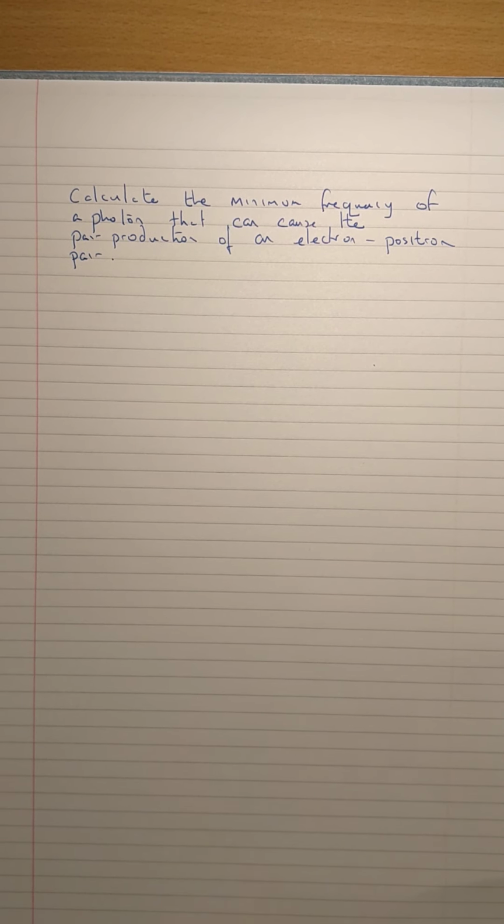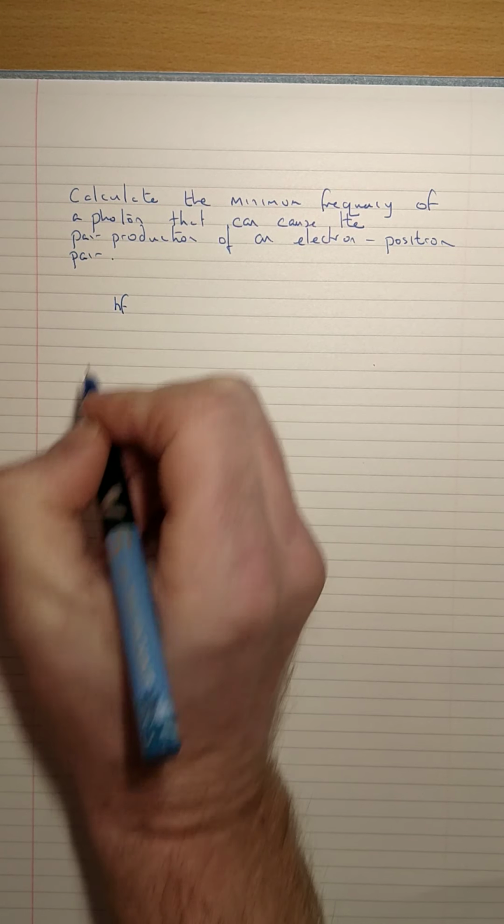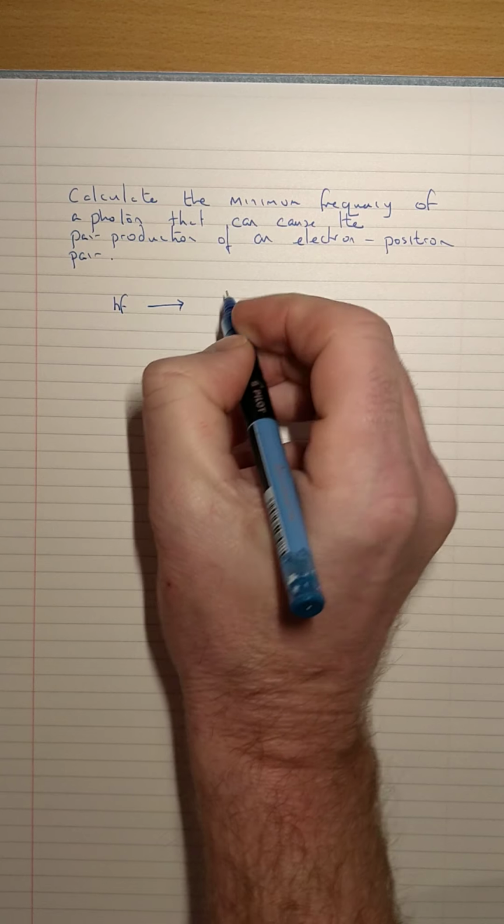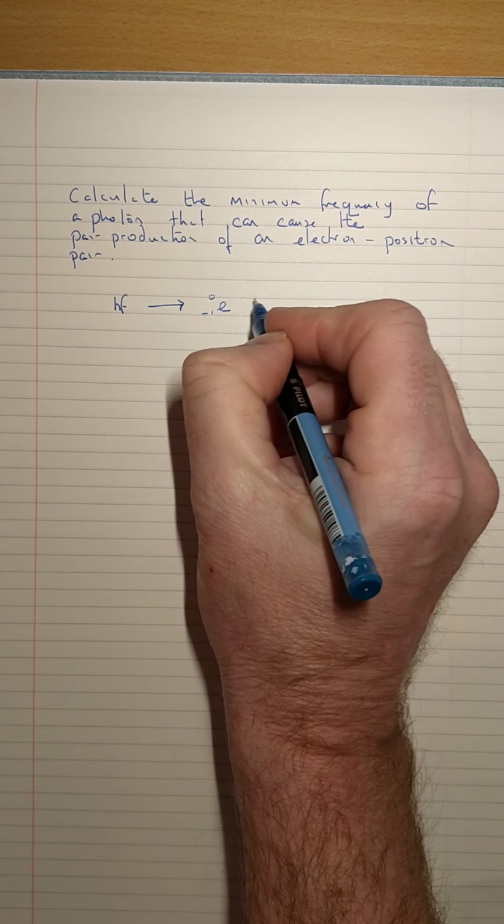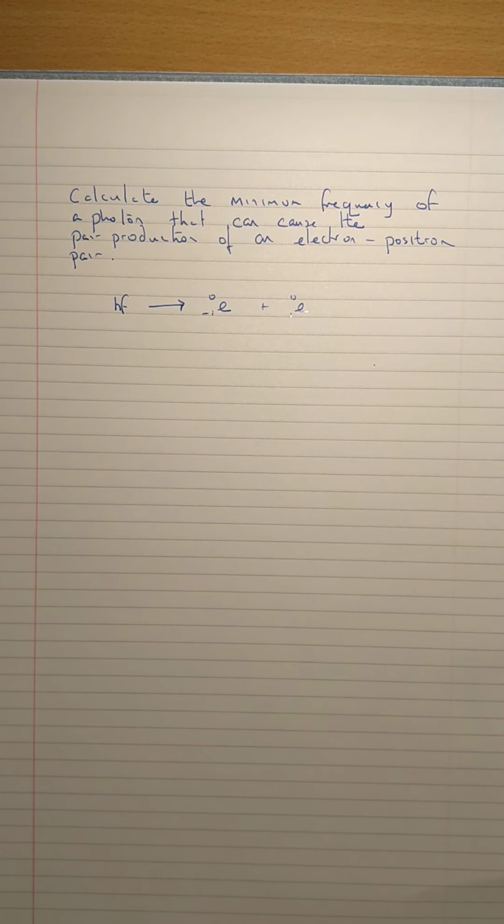Okay, in this example we're dealing with pair production. Now remember, we have to be very careful here. Pair production, we'll write it down, is when you have a photon of light, which we're going to use the symbol HF for as a single thing, leading to an electron, in this case, and a positron. That's what we call the nuclear equation, even though there's no nucleus involved there.